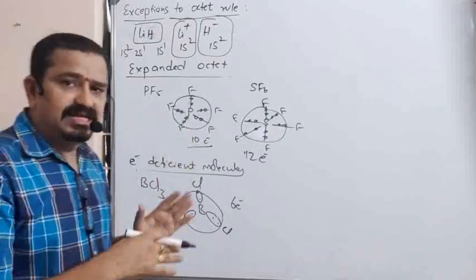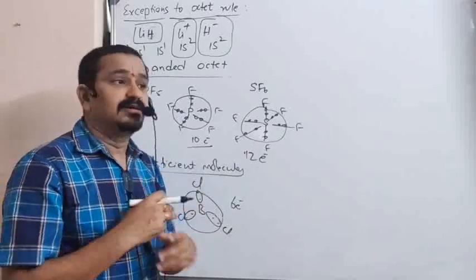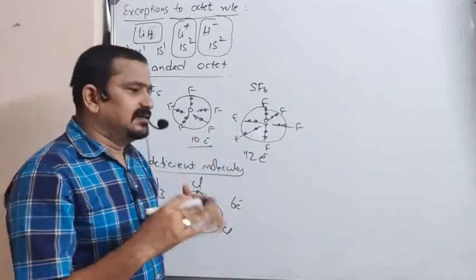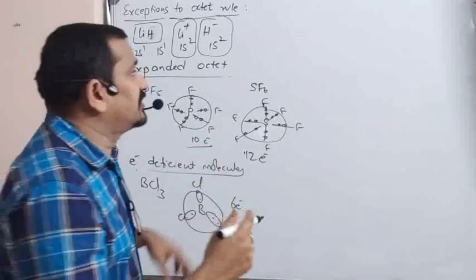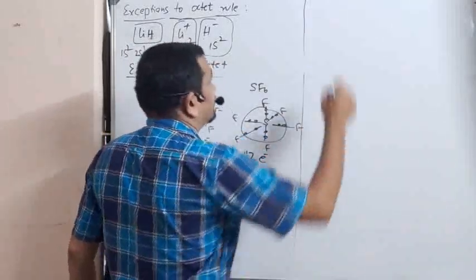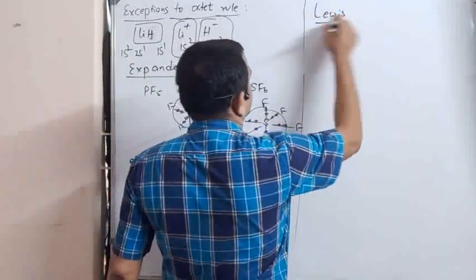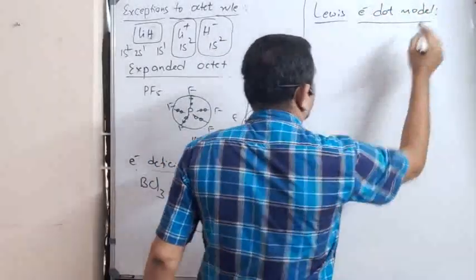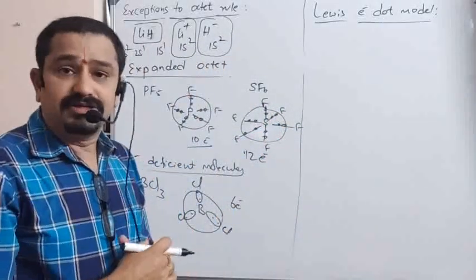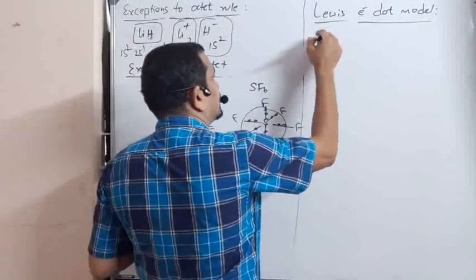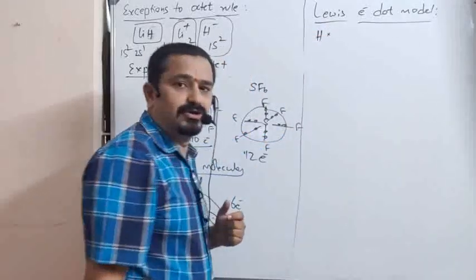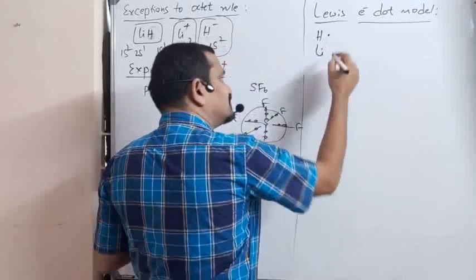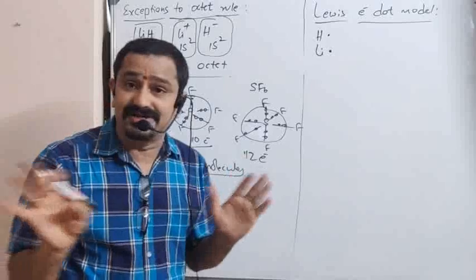Like this, some exceptions were observed immediately when the octet rule was given. Now, to explain nature of bonding and types of bonding, Lewis had given the Lewis electron dot model. Lewis gave an electron dot picture to explain the nature of bond formation, according to which hydrogen has 1 electron, 1 dot or star, whatever you can specify in any way. Lithium has 1 electron in the outer shell, only the outer shell, not all electrons.